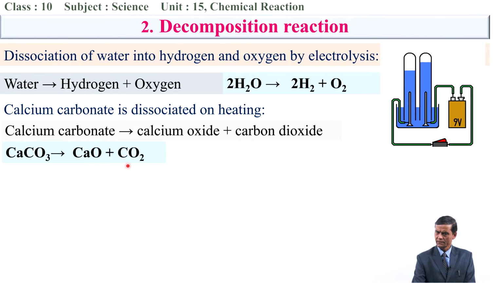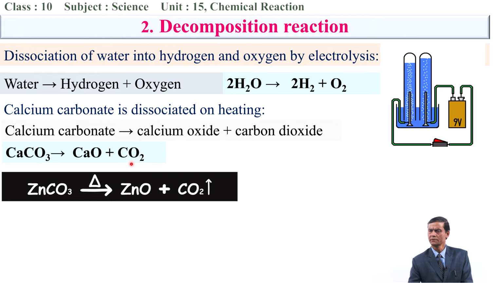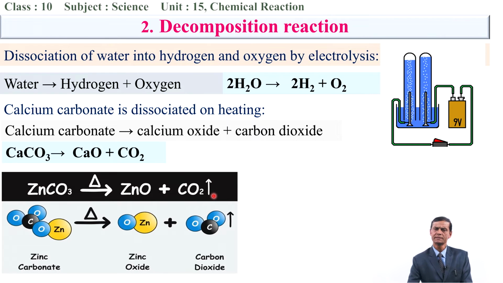It should be heated. Similarly, another compound is zinc carbonate. Look at it. Zinc carbonate is heated, and what will happen? Zinc oxide plus carbon dioxide is released as product. Similarly, we can express zinc carbonate in this symbolic diagram also. This is ZnCO3, this is ZnO, and this is CO2, isn't it? What type of reaction are these? These are decomposition reactions. These are dissociation reactions.